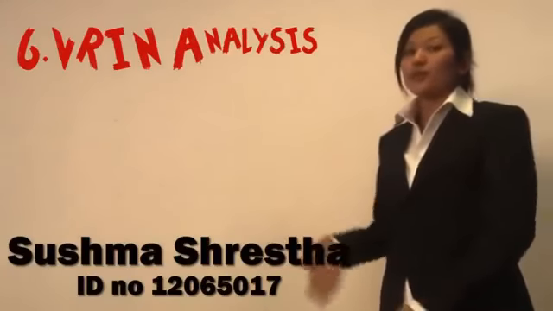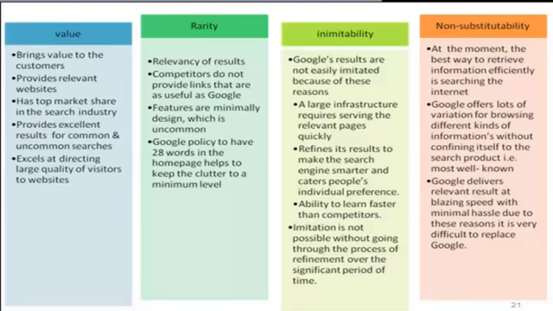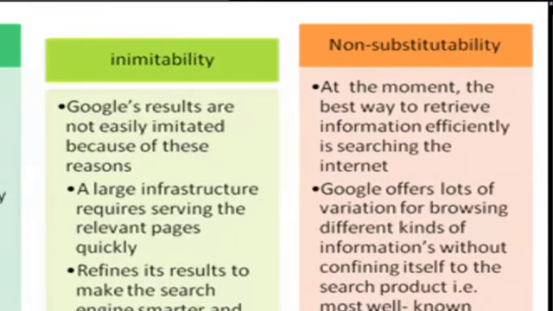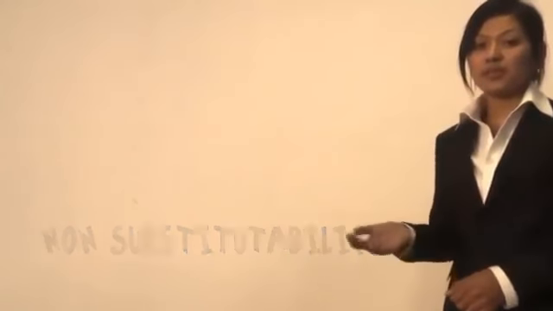VRIO analysis. We have done VRIO analysis of Google. Value: Google adds value to its customers through its product. For example, if you search any topic in Google search, it will provide the best relevant websites that answer our queries. Rarity: providing a user-friendly interface that displays the required information to the users is a rare characteristic among internet search engines. Inimitability: Google cannot be imitated by any other internet search engine.